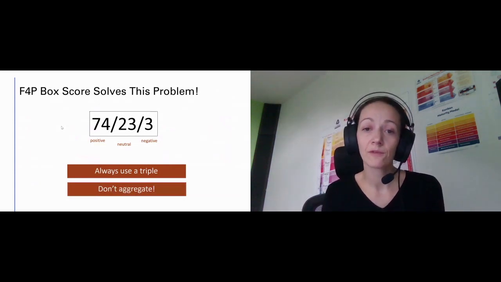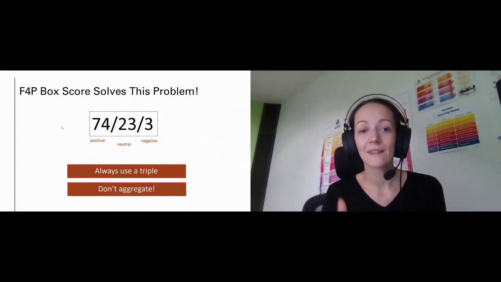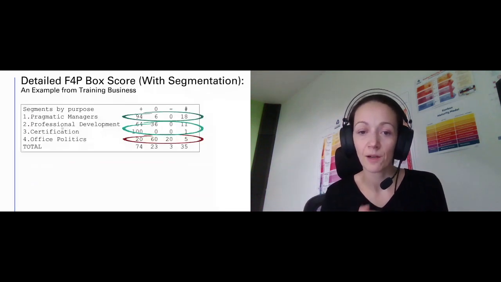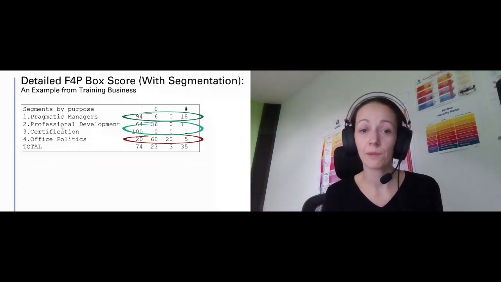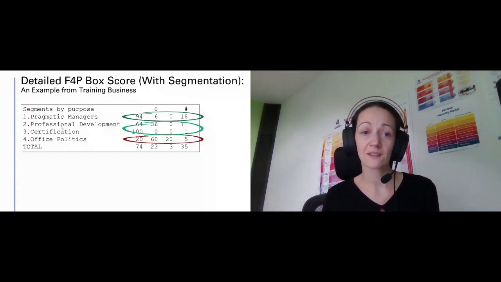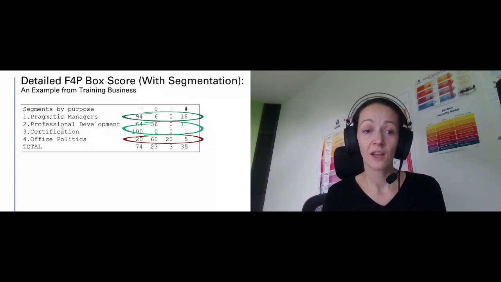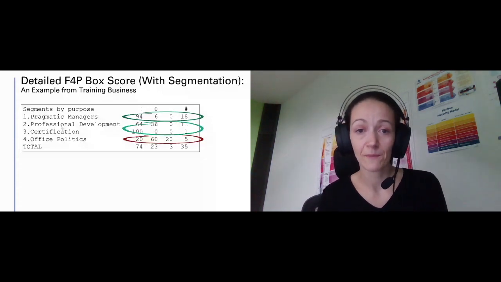So this is an example from our training business. First, we segment our customers by purpose. So again, not by demographic, but by purpose. And here's an example of 4 segments. First segment is pragmatic managers. Second segment, professional developers. Third segment is certification. And fourth segment, office politics.